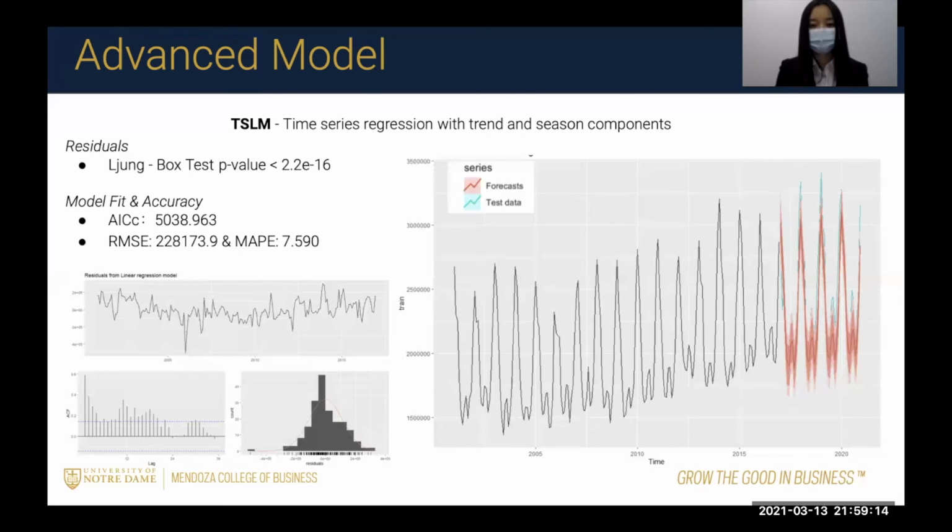However, the p-value of the Ljung-Box test is extremely small, and most lags in the ACF plot are lying outside the 95% confidence interval, which indicates the model is inefficient at catching some information left over in the residuals. Therefore, the accuracy of the time series linear model is just moderate.